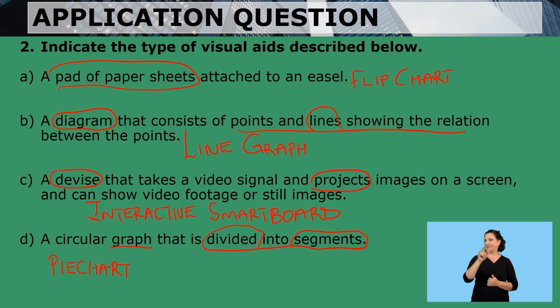I hope you've seen how simple and how easy this is. So you are able to identify the visual aids from the given scenarios, and able to identify them from the statements given. So let's take a quick break, and then when we come back, we continue with our application questions.